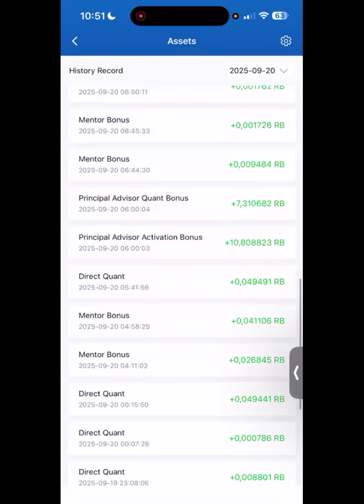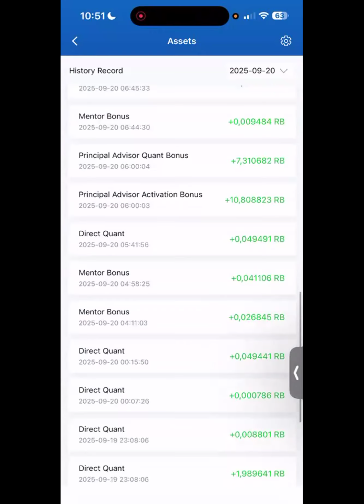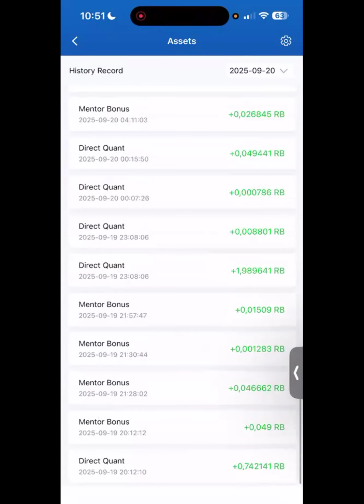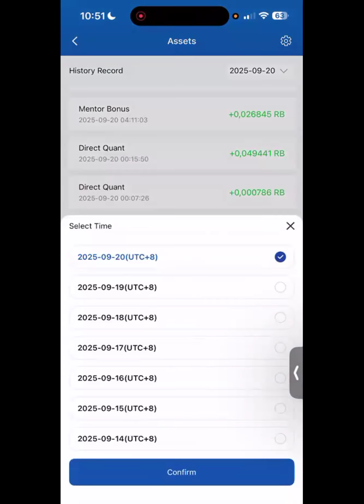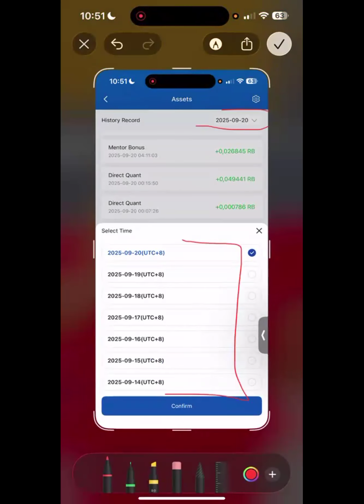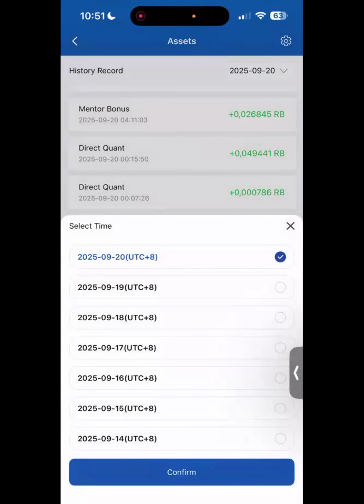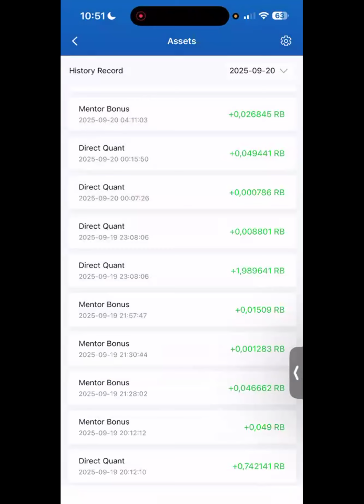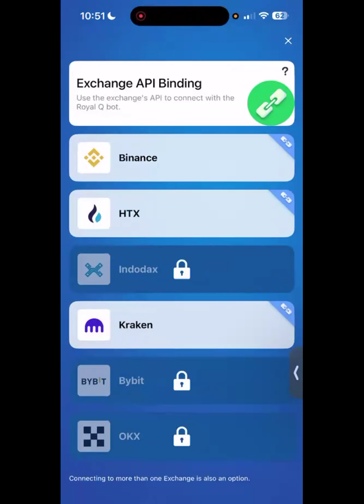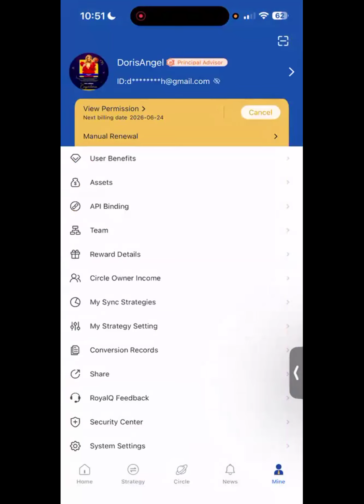All right. So we have the principal quant bonus and also the principal advisor quant bonus as well. So let us get the last 7 days details. You can see it by tapping on this drop down arrow beside the date. But once it's more than 7 days, you can't get it. Okay. API binding, you still find it here. You still see it on the home.